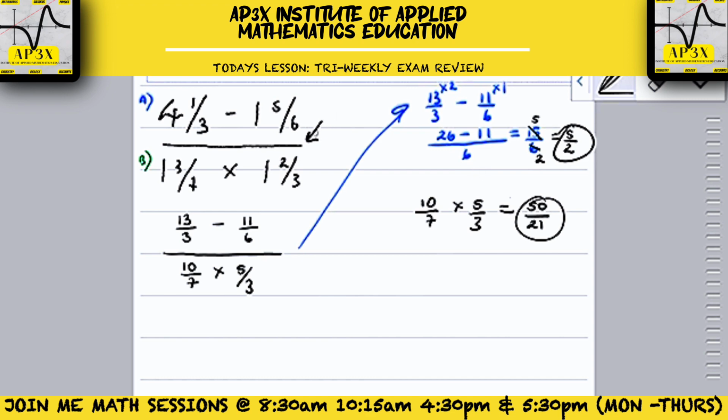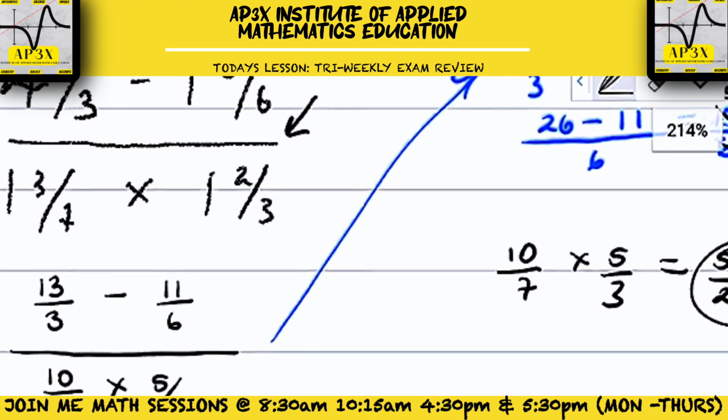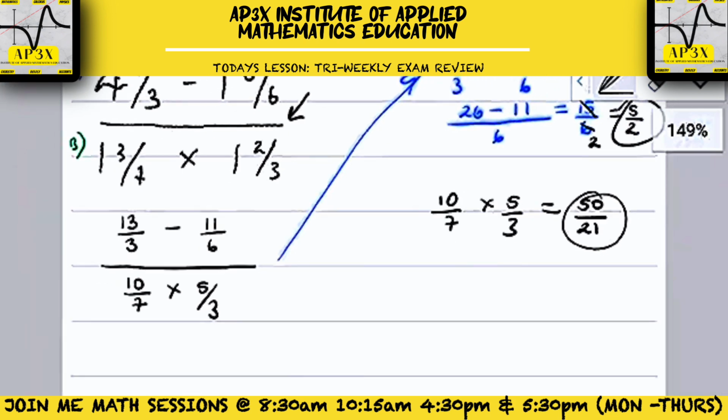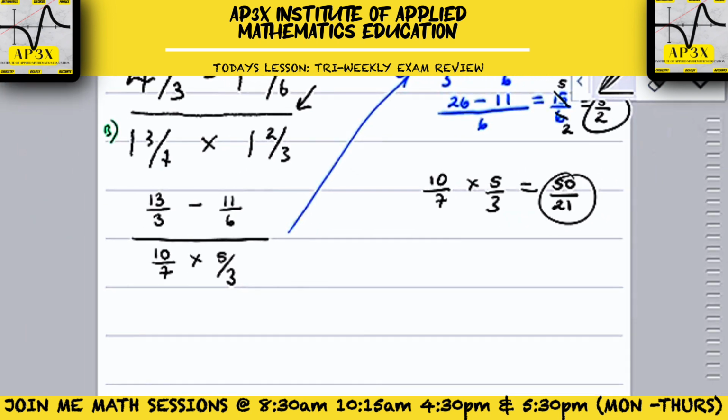Now this fraction bar here that I've pointed to with the arrow means division, and so whatever answer we have garnered at the top, which is in this case 5 over 2, will be divided by the answer that was calculated at the bottom, which is in fact 50 over 21. Now when we are dividing fractions, what do we do then?